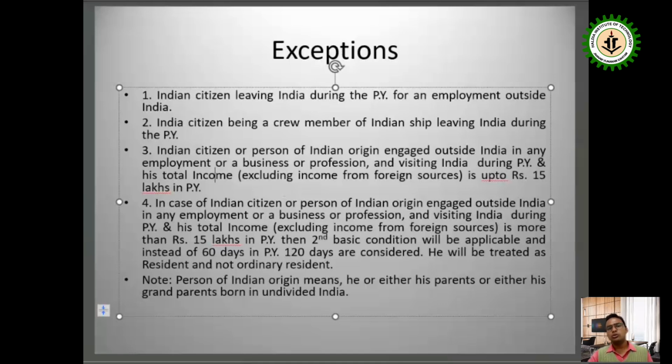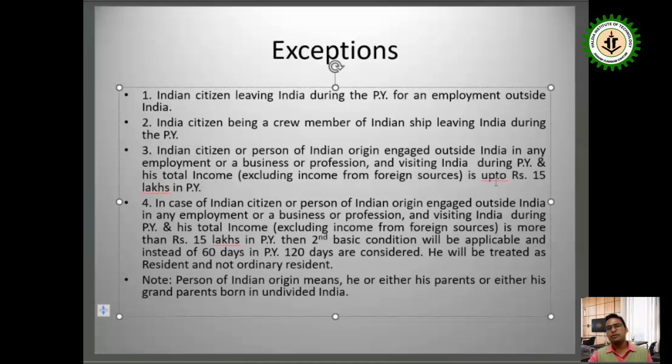So either he is an Indian citizen or a person of Indian origin, engaged outside India in any employment, business or profession. Suppose some people are settled in Dubai, America, Canada or Australia for their employment, business or profession purposes. They are visiting India for some period.